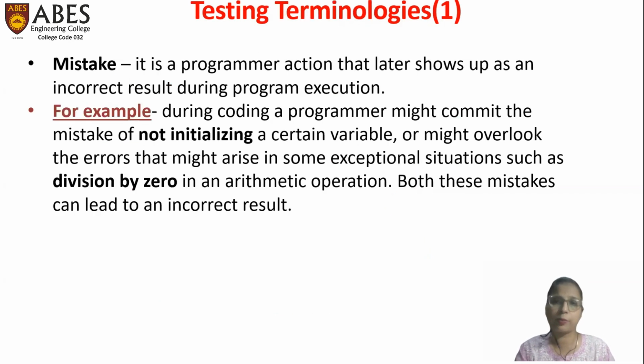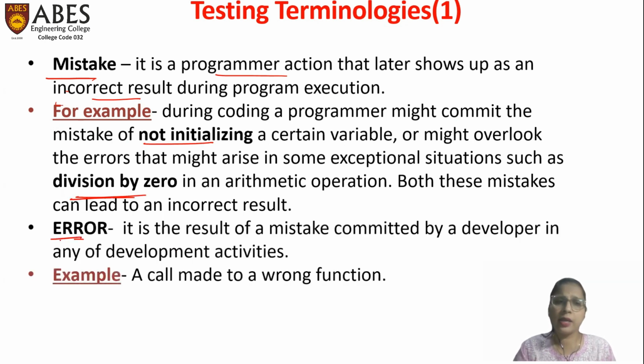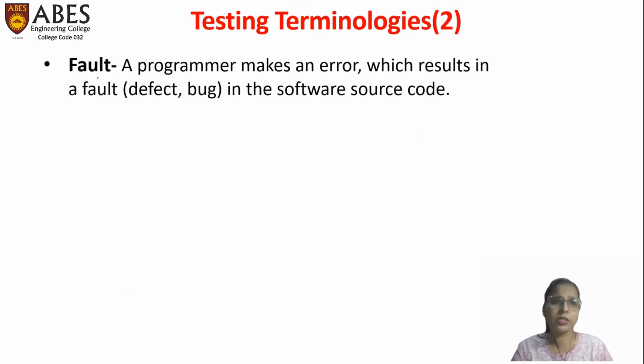Some of the popular testing terminologies are mistake, error, and fault. What is a mistake? It is a programmer action due to some ignorance or general human error, which leads to an incorrect result during program execution. For example, not initializing a certain variable or ignoring the division by zero problem. An error is the result of a mistake committed by the developer in any development activity. For example, a call made to the wrong function, or a spelling error in the function name.